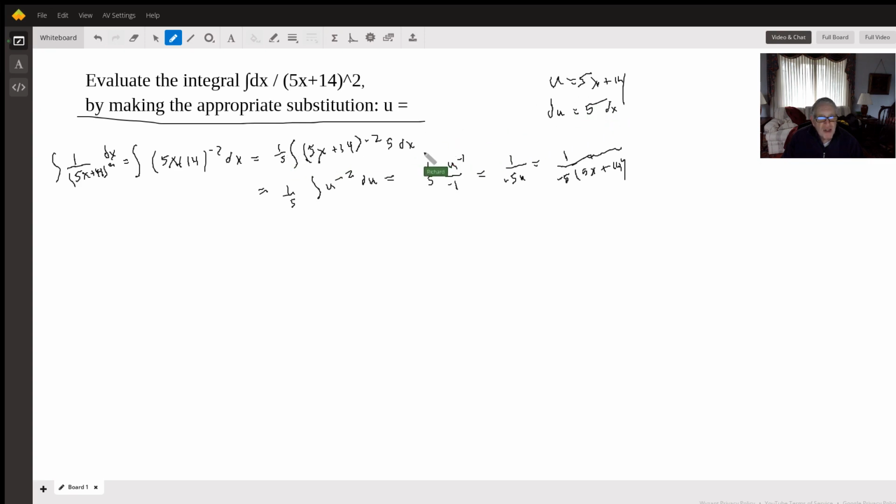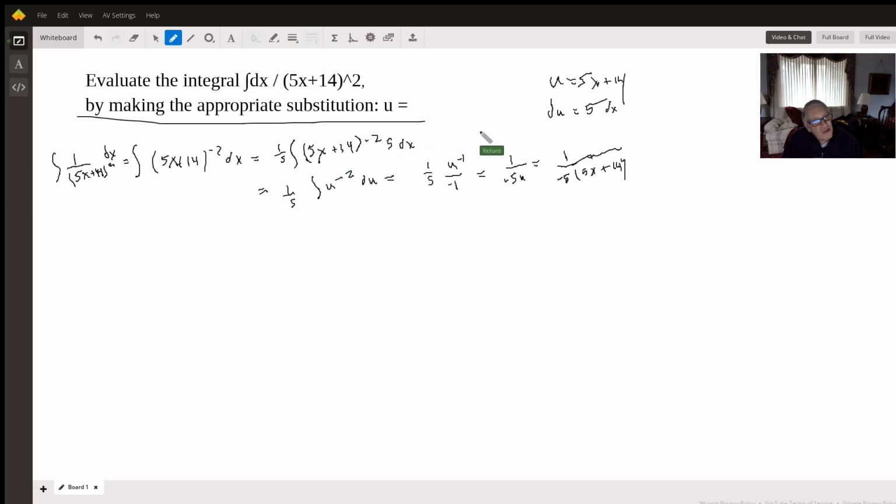We're just substituting 5 dx for du, so this portion here goes here. And then u is what's inside these brackets, so it's u to the negative 2. But I needed to put a 1/5 in front because I put the 5 over here.